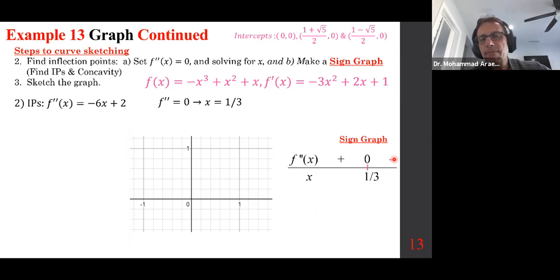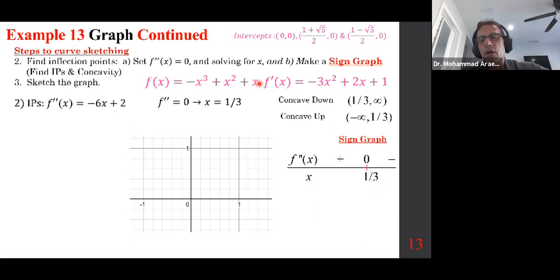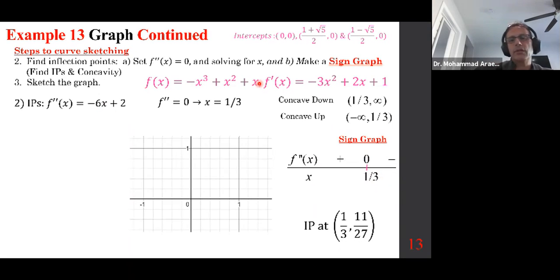So what does it mean? Positive means concave up. So it's concave up from negative infinity to 1/3. Negative means it's concave down from 1/3 to infinity. And because of the change in concavity, we do have an inflection point at x equals 1/3. Now 1/3 has to go into the original function and be evaluated. So concave up, concave down, inflection point at 1/3 and 11/27.